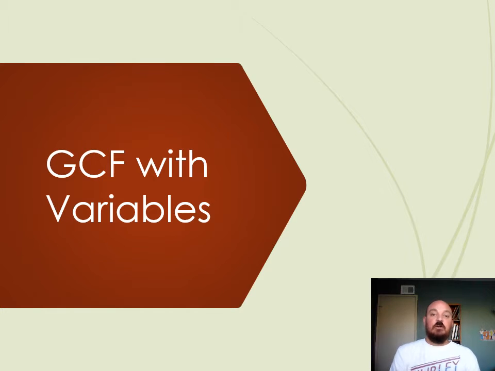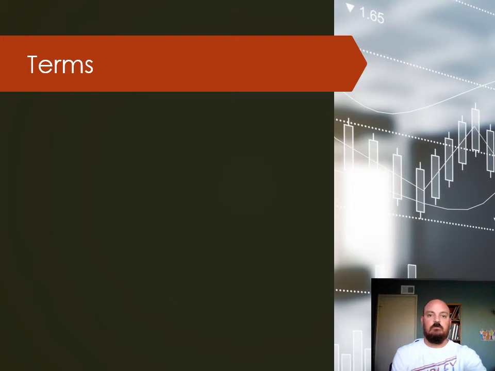Hi everyone. In our last lesson we talked about how to do GCF or greatest common factor with numbers only. And today we're going to add variables in and then do the same thing. We're going to look for the greatest common factor or the GCF. So first of all, instead of just numbers, we are talking about terms, or another name for that is monomials, single terms.